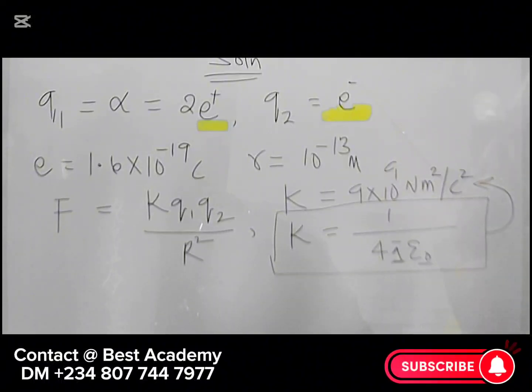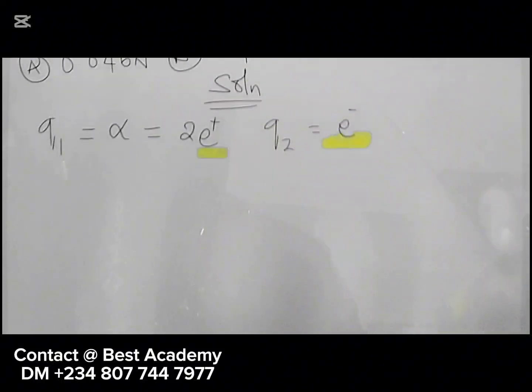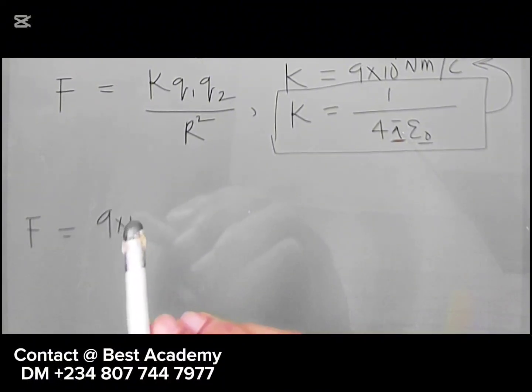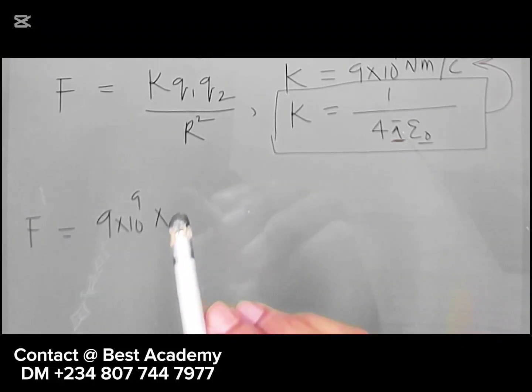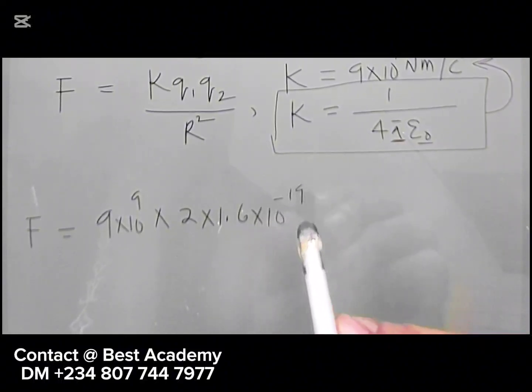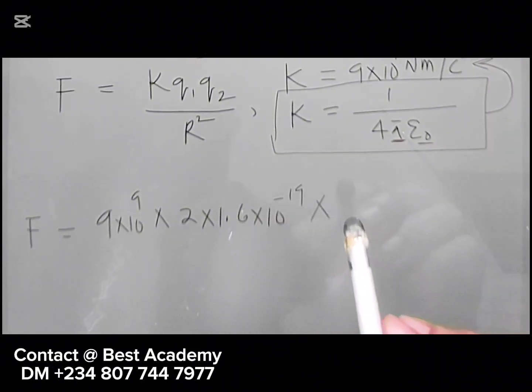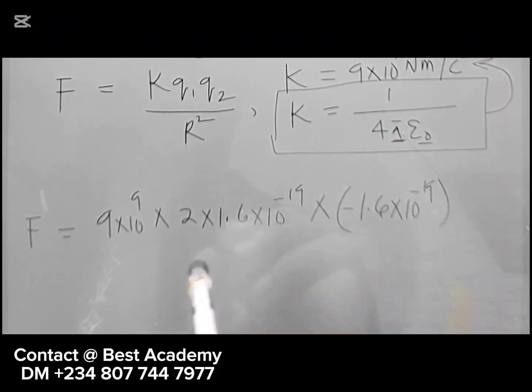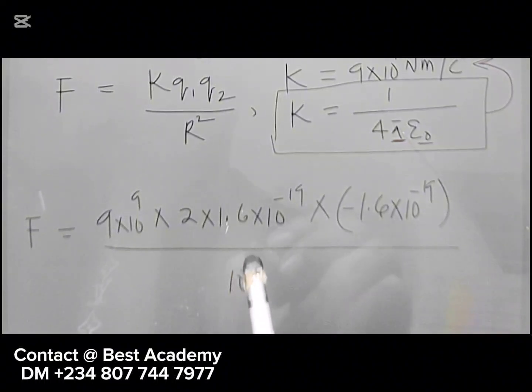Now let's input the values into the formula to get our answer. So F is equal to K, 9 times 10 to the power of 9, times Q1, which is 2 times 1.6 times 10 to the power of minus 19, times Q2, which is minus 1.6 times 10 to the power of minus 19, over 10 to the power of minus 13, all squared.